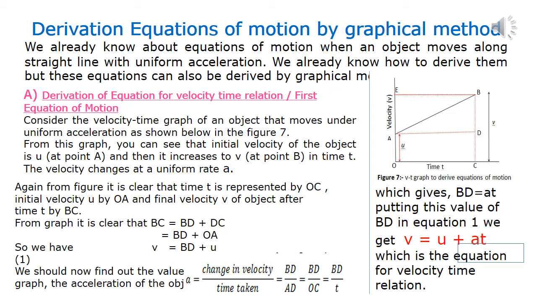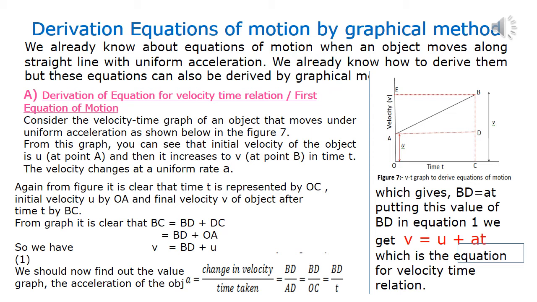Now the first equation of motion is v equals u plus at. How will you calculate that? Let us consider a motion where the initial velocity is u, which is shown by AO in the graph. The final velocity of the object is v, which is shown by BC in the graph. The time for this change from u to v is OC, and the motion is shown by the line AB.